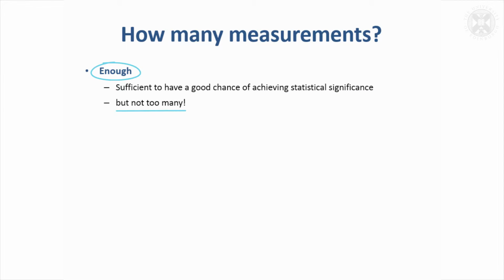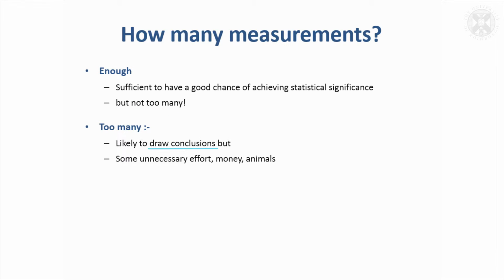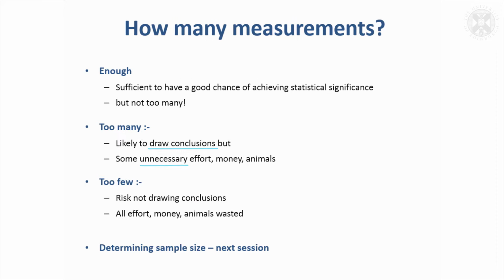You don't want to waste your effort and get your result too easily, and even if it's highly significant, you might not have needed as many samples. You're likely to reach your conclusions, but you've gone to unnecessary effort, possibly wasted animals as well. But you don't want to risk not drawing the conclusions. If there is an effect there, you want to be able to see it. So we'll be looking at that in the next talk.